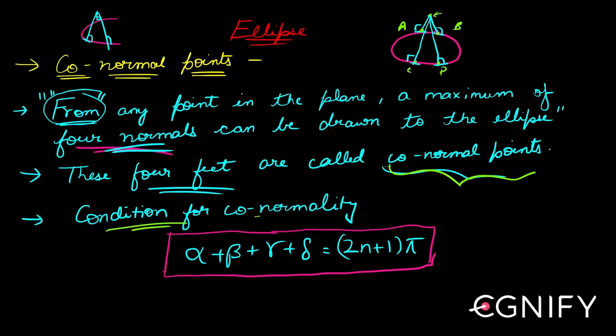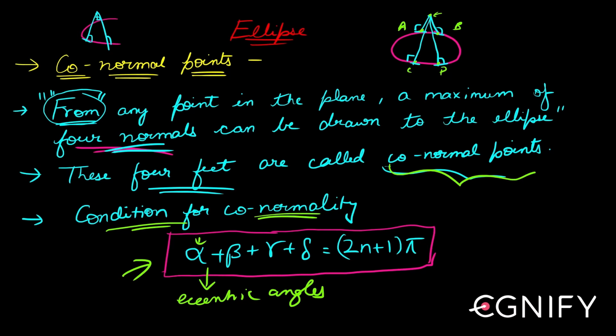This is the condition for co-normality. You don't need to derive this. It's a lengthy derivation. But what you need to understand is what alpha, beta, gamma, delta are. These 4 are the eccentric angles, right? What do you mean by eccentric angle? For example, your A has an eccentric angle alpha.